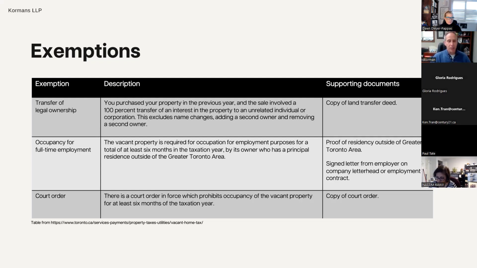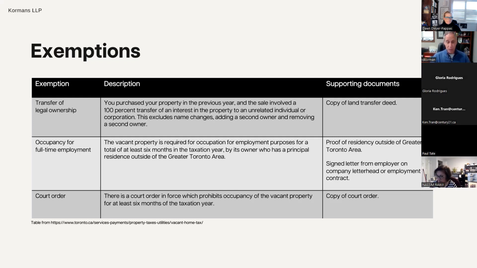If it's an exemption for the occupancy for full-time employment, the description here is that the vacant property is required for occupation for employment purposes for a total of at least 6 months in the taxation year by its owner who has a principal residence outside the GTA. And again, they'd have to show proof of residency outside, and there has to be a signed letter from the employer if you're trying to fit under that exemption.